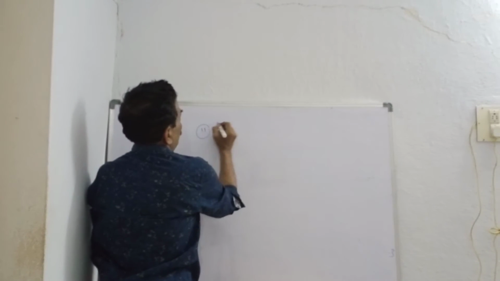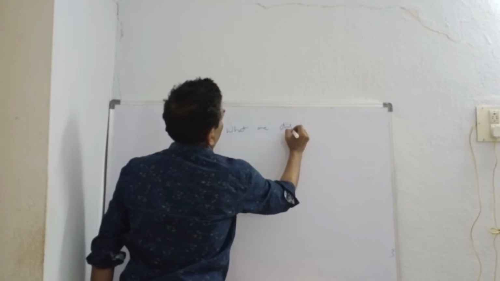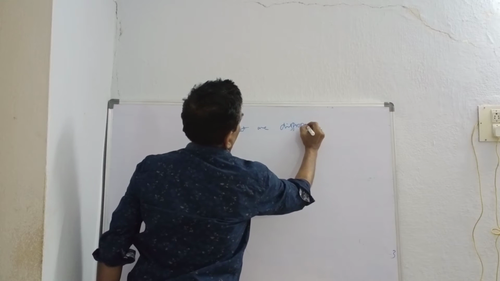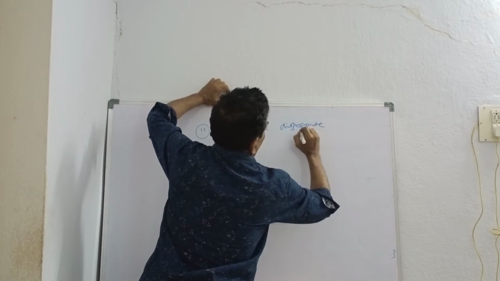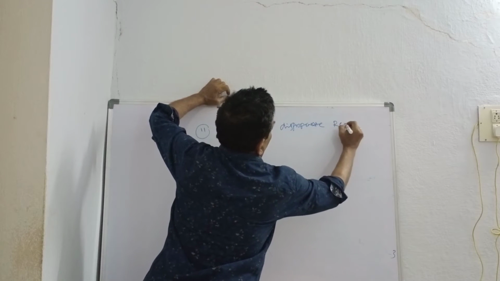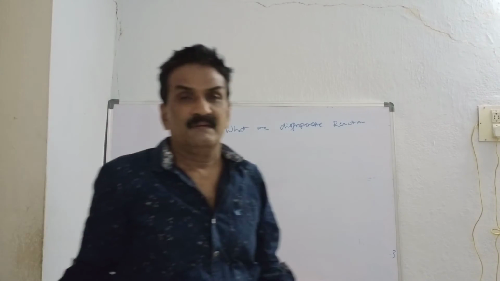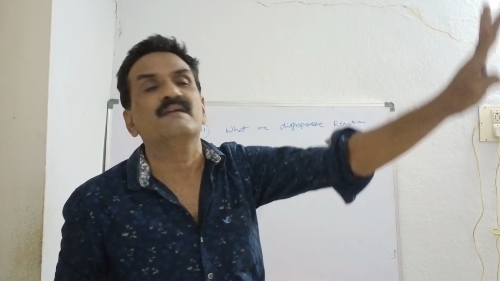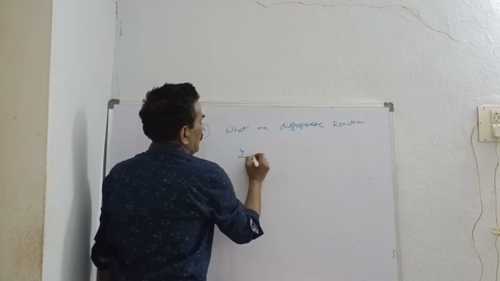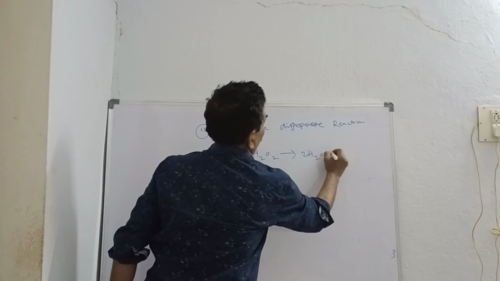Next, 2 marks question, another question. What are disproportionation reactions? In a reaction, if an element undergoes both oxidation and reduction, that is called a disproportionation reaction. So, kindly keep in mind: 2H2O2 gives 2H2O plus O2.